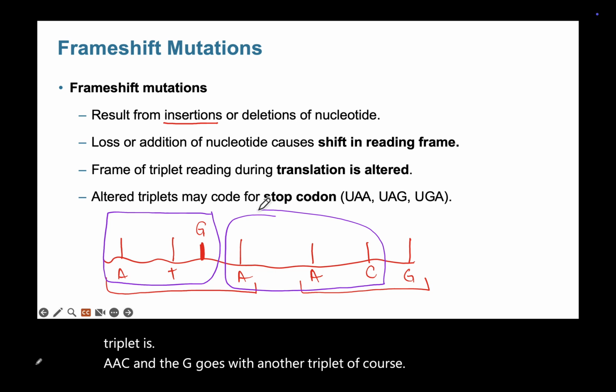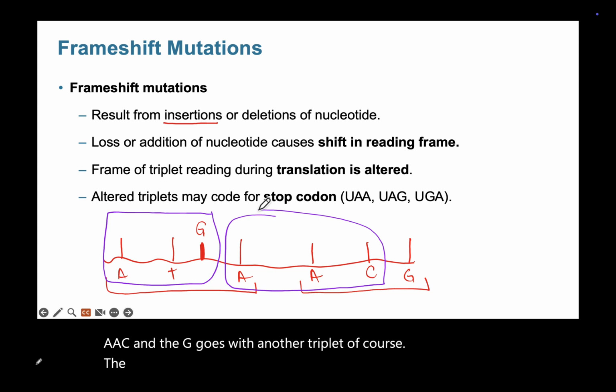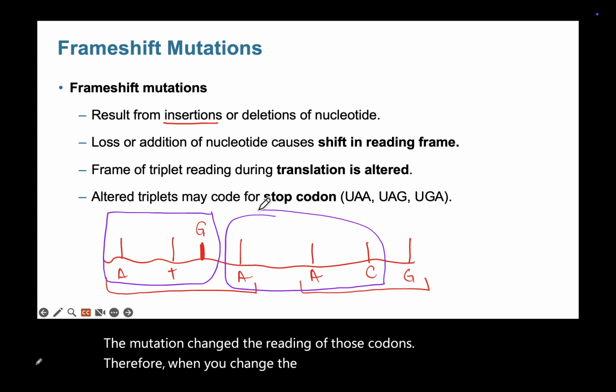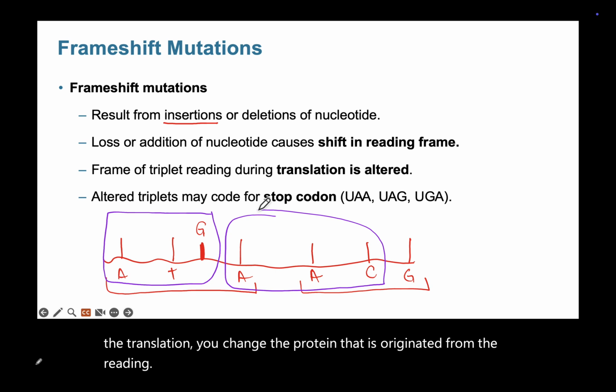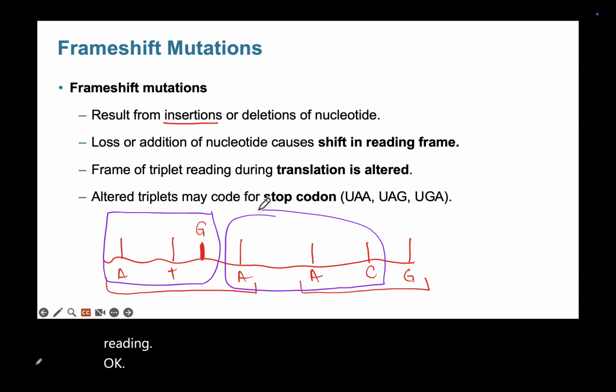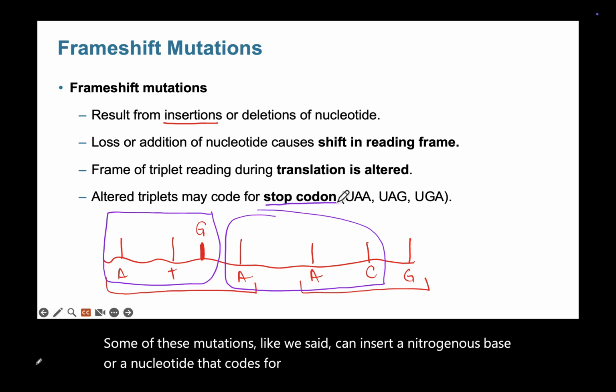Here, the mutation changed the reading of those codons. Therefore, when you change the reading of that strand, you change the translation, you change the protein that is originated from that reading. Okay? Some of these mutations, like we said, can insert a nitrogenous base or a nucleotide that codes for a stop codon. And here are those stop codons.